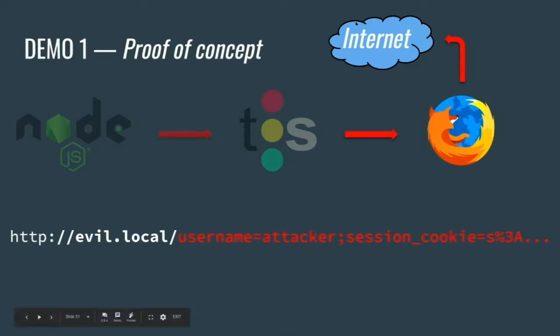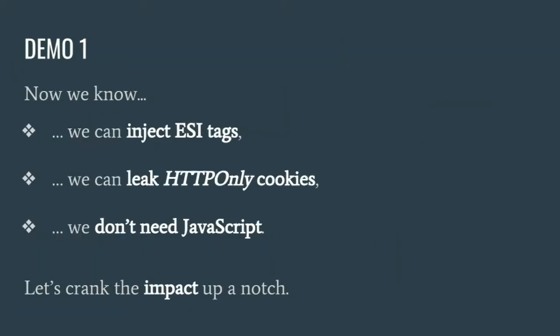Okay, let's just go back here. So we now know we can inject ESI tags, we can leak HTTP only cookies, and we don't even need JavaScript. But just like XSS, it's a bit boring because we have to wait until the victim reaches a very specific web page. For example, if you find XSS on an obscure web page, which is a feature that no one uses, you can't exactly leverage this. So let's try to crank the impact up a notch.